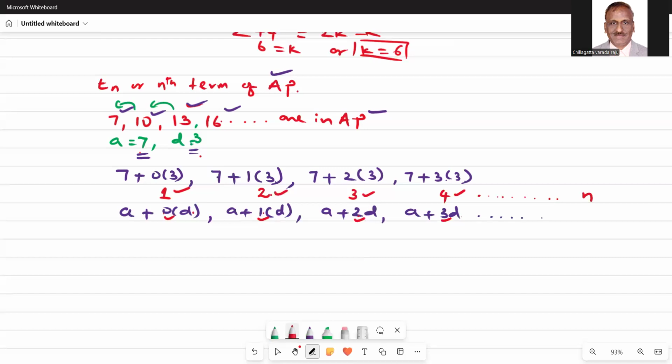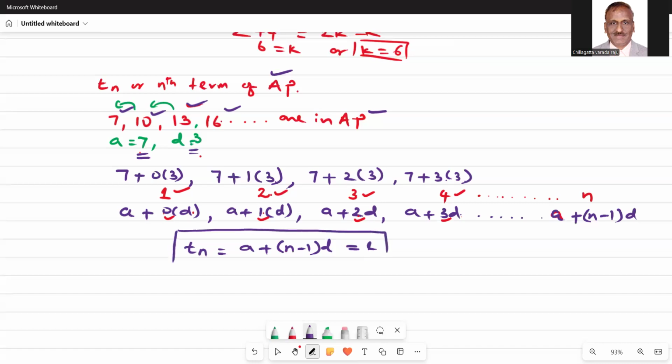Shall we write the general term here? That is A plus, what should be the coefficient of D? 1 less than n, that is n minus 1 into D. So therefore Tn is equal to A plus n minus 1 into D. This is the formula to find a particular term of the arithmetic progression, that is Tn equals A plus n minus 1 into D. Sometimes we also denote this as the last term.